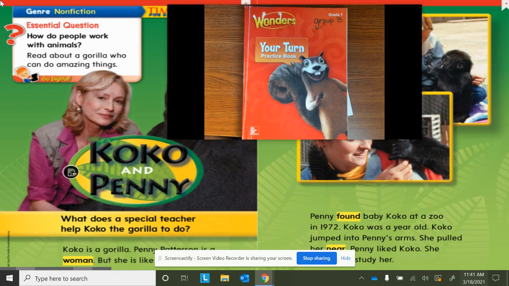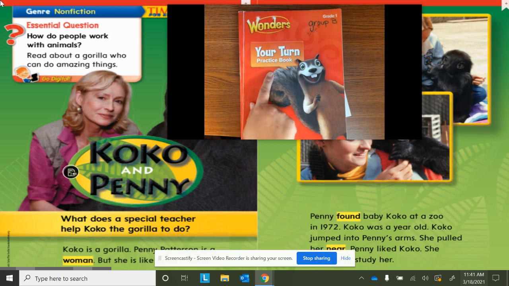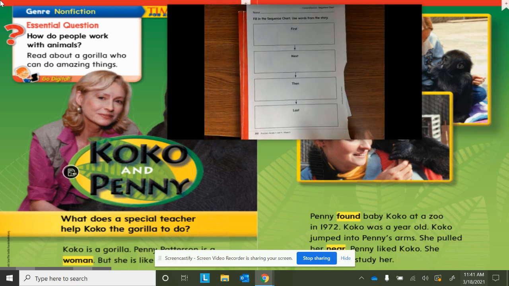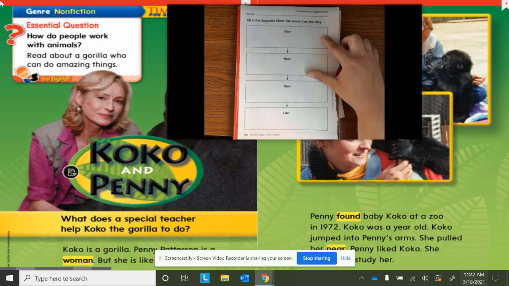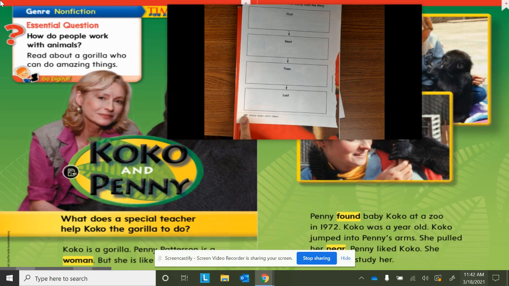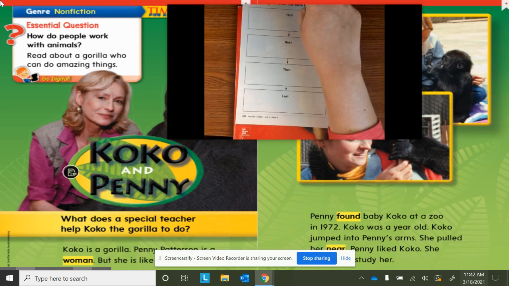So, what we're going to do is go over Koko and Penny and talk about the sequence of events in this article. Now, what I want you to do is go and get your Wonders practice book. It looks like this, and you are going to open up to page 202. It has the number 202 at the bottom.